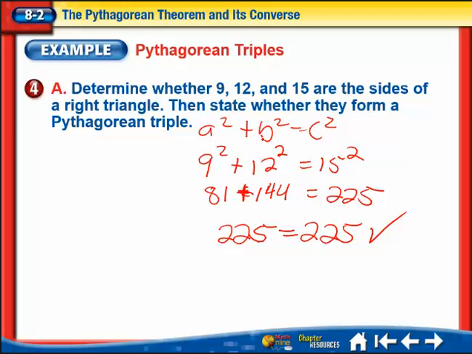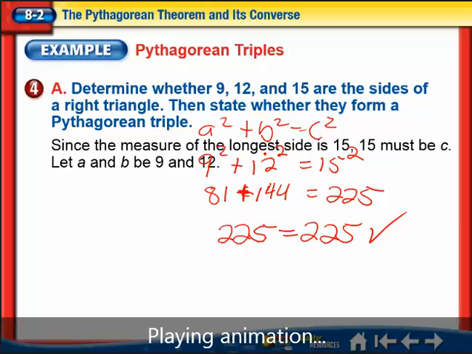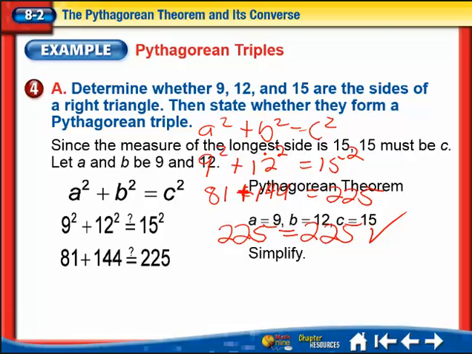What makes it a Pythagorean triple or not? Whether these three numbers are whole numbers. Are they integers? Yes, they are. So the answer is yes, they are a Pythagorean triple. Okay, so here's all the official work, everything I just did, only nicely and neatly done.